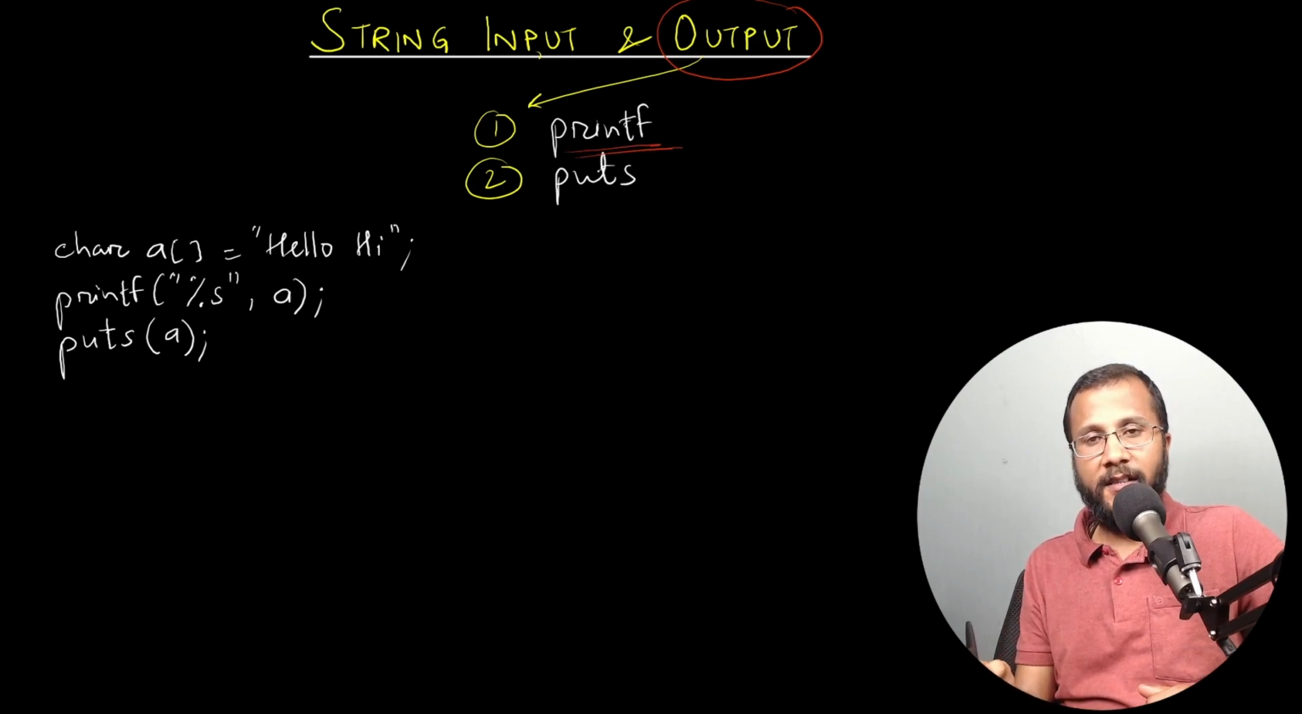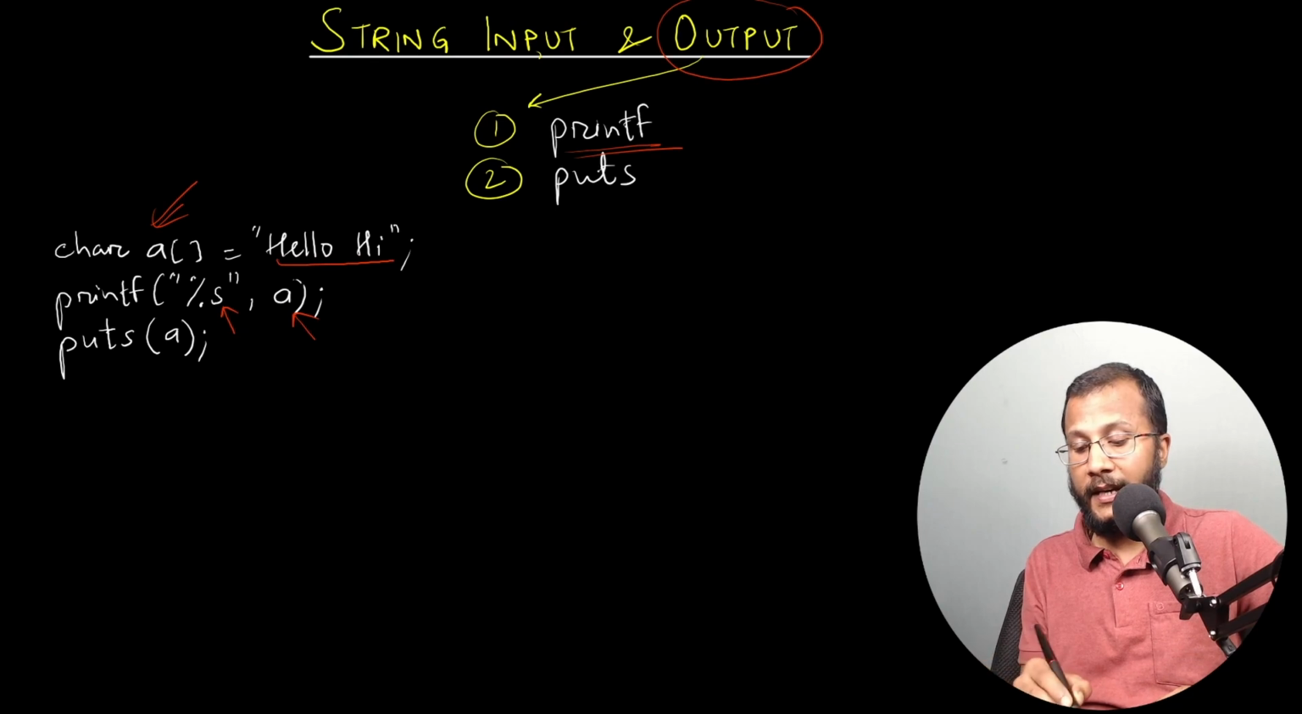There's the printf function, very simple. In this example, A is the character array which has the string hello space hi stored in it. Whenever I write printf, I have to give the format specifier. %s is the format specifier for a string, and you give a comma and then the name of the string, so the name of the string is A. In this case it will print hello space hi in the output.